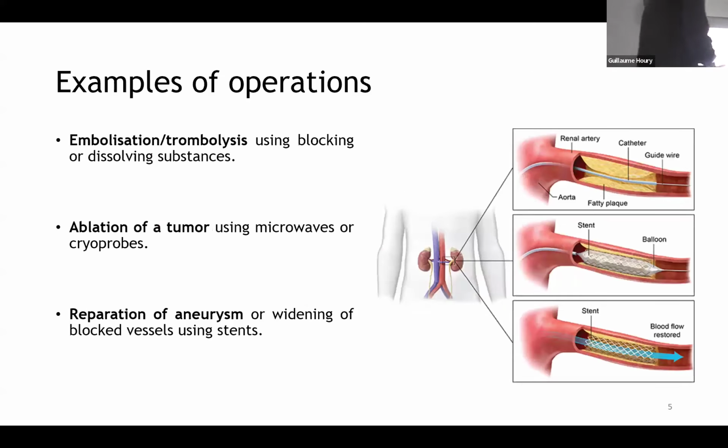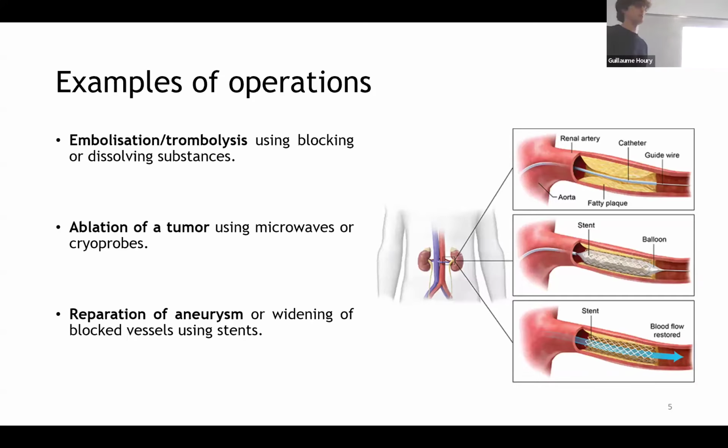This can be used for different kinds of applications. It can be used to change the local fluidity of the blood in order to make the blood coagulate and stop a hemorrhage, or on the opposite, to help dissolve clots in the blood vessels. It can be used as a way of killing tumors by releasing, let's say, microwave or cold gases in a very specific area of the patient.